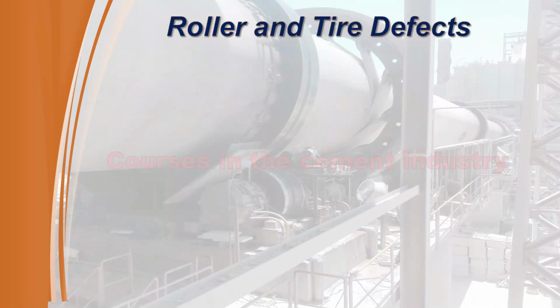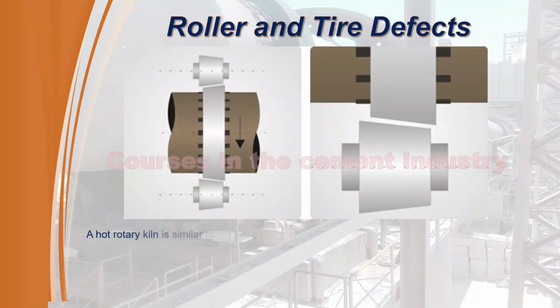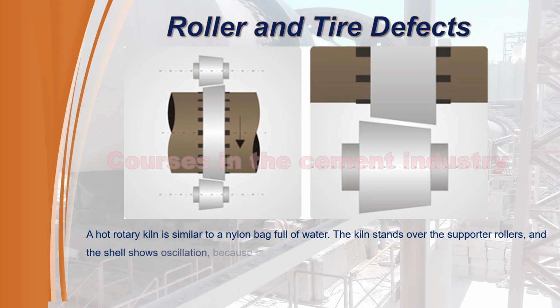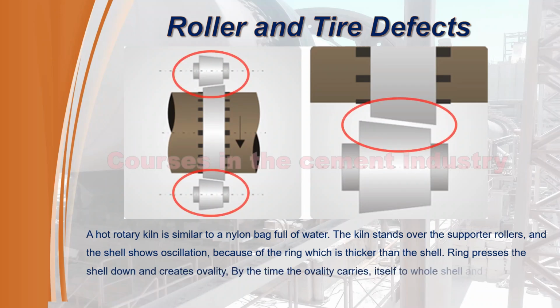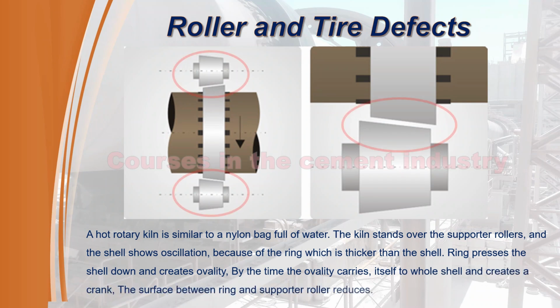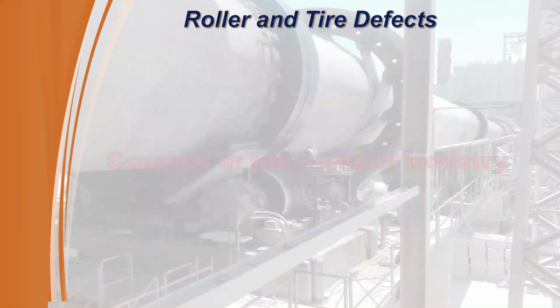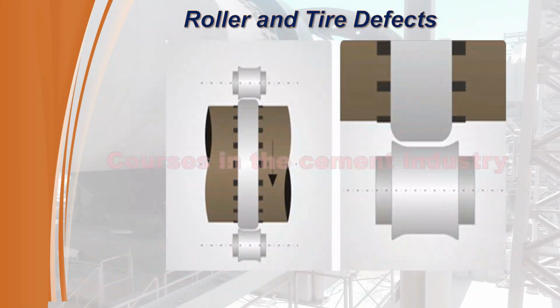Roller and tire defects. A hot rotary kiln is similar to a nylon bag full of water. The kiln stands over the supporter rollers, and the shell shows oscillation, because of the ring which is thicker than the shell. The ring presses the shell down and creates ovality. By the time the ovality carries itself to the whole shell and creates a crank, the surface between ring and supporter roller reduces.